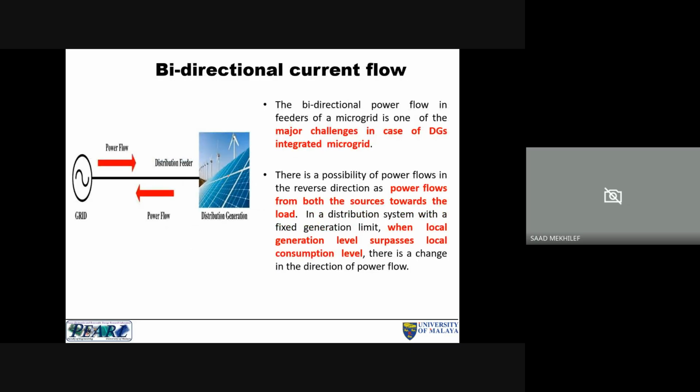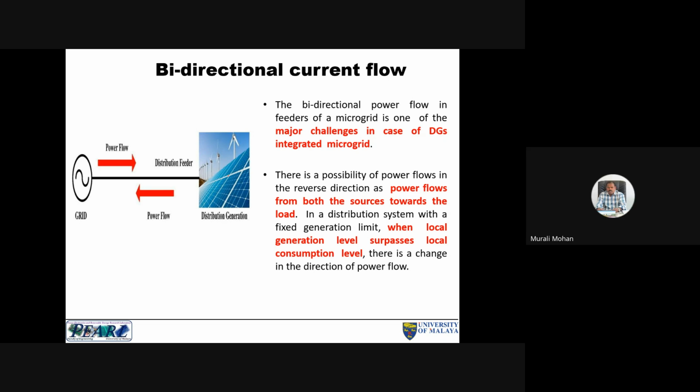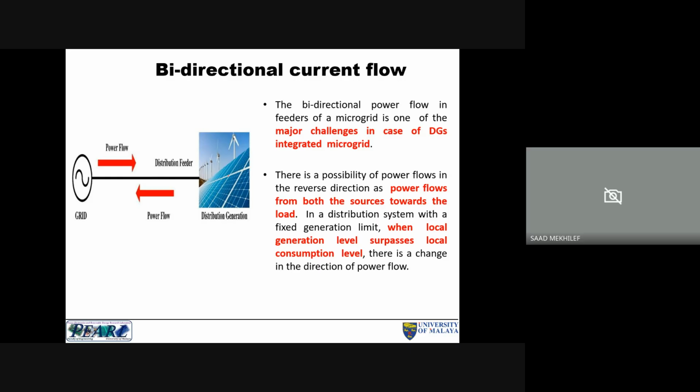I think one of the major problems is the bidirectional power flow. Bidirectional power flow in the feeder of a microgrid is one of the major challenges in the case of DG integration. There is a possibility of power flowing in the reverse direction: it is supposed to go from the DG to the grid, but instead it flows from the grid to the DG.